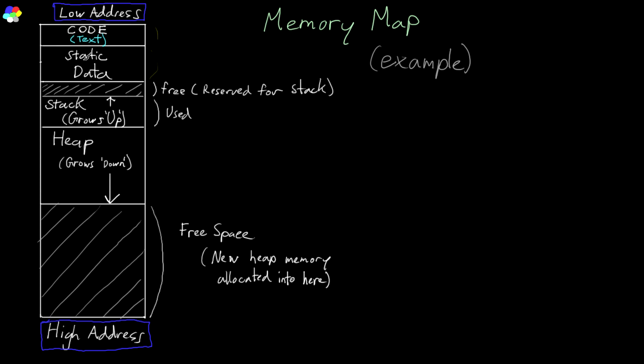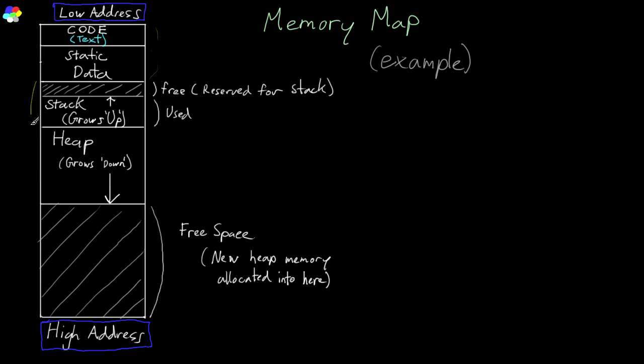Now the size of the static data is fixed. It's static, it doesn't change, but the stack can grow, and it grows upwards towards low addresses, and the heap can also grow and it grows downwards. They can both also shrink, so they can grow and shrink.